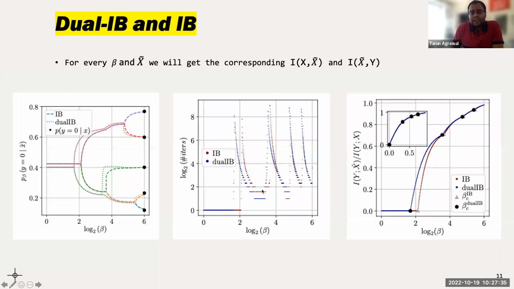Also, these are the benefits of the dual information bottleneck over the information bottleneck. If you look at the iterations to converge at any beta, the dual information bottleneck needs very few iterations, whereas the information bottleneck takes a lot of time and computational effort to converge. As we go to higher betas, they become similar and behave very similarly.